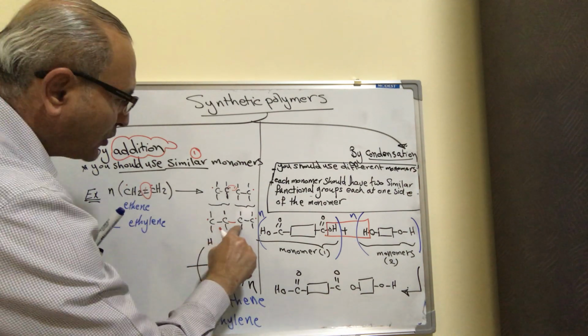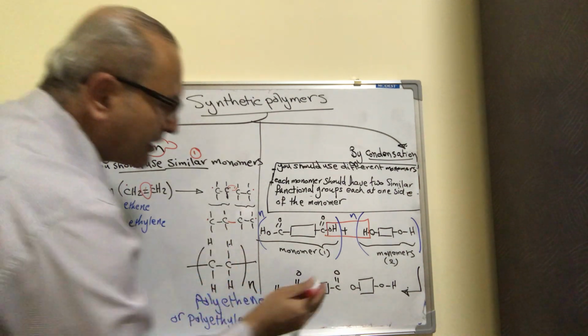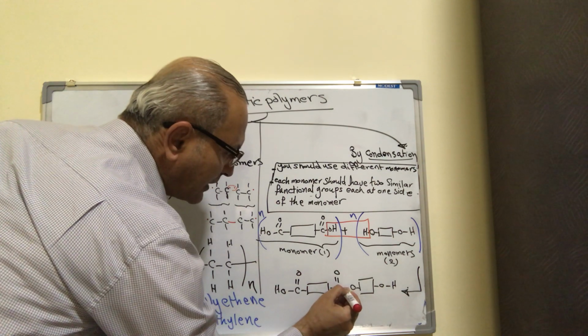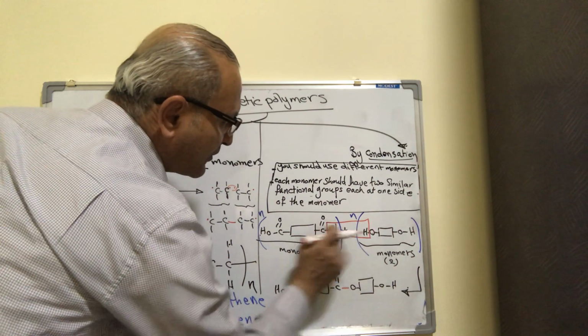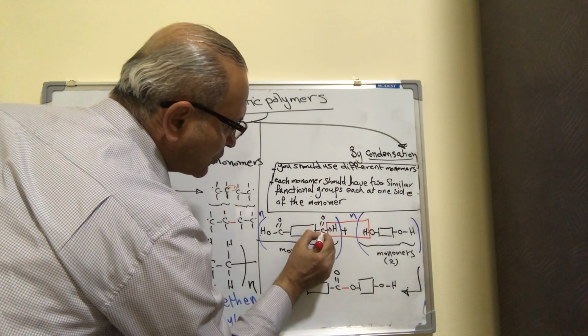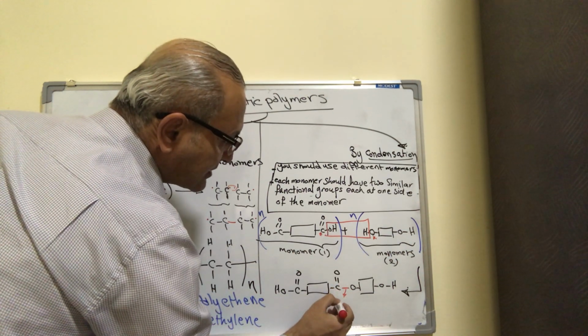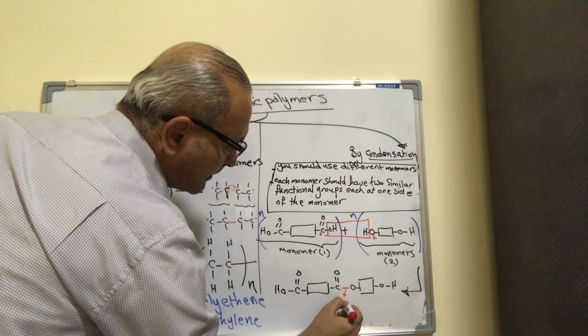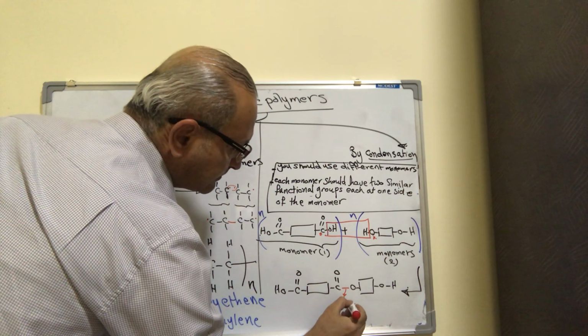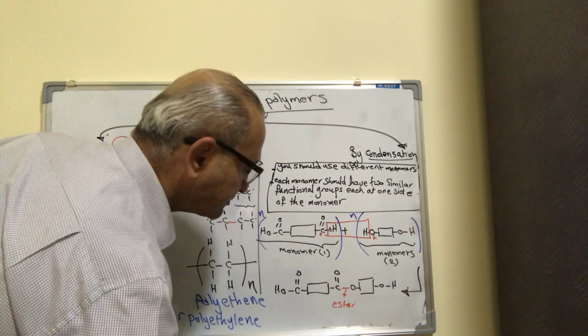And instead of the single bond between two similar carbons, here the bond would be between C double bond O and the O. This one, C double bond O with this O, is called, if you remember, ester link.